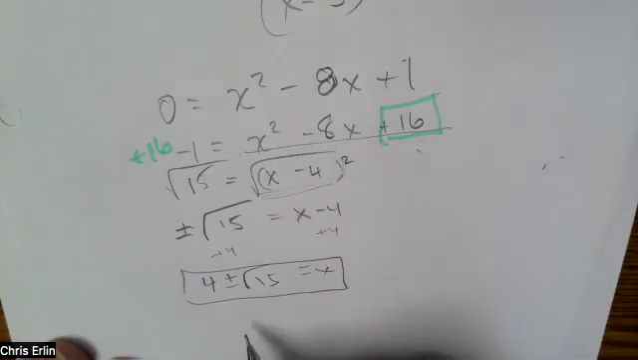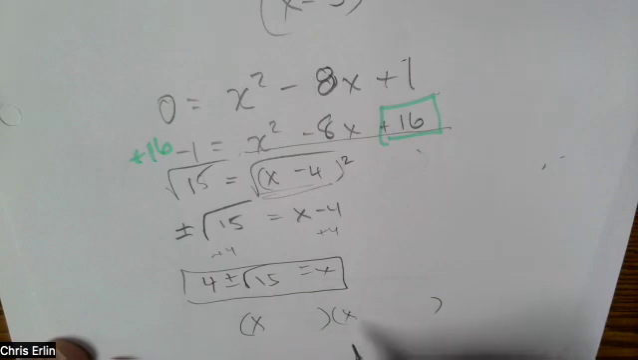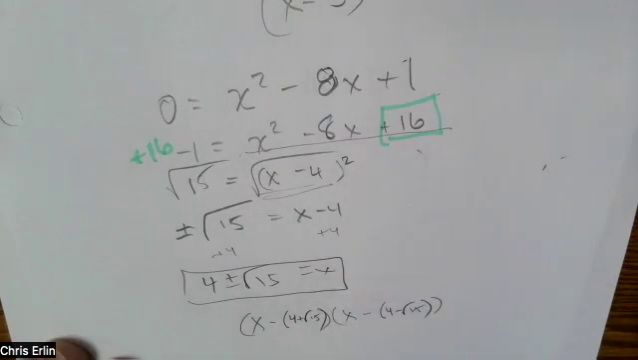So if I wanted to factor this, what I'd do is I'd say x and x minus 4 plus root 15, and x minus 4 minus root 15. That's the factorization of that. You with me? Any questions on that?